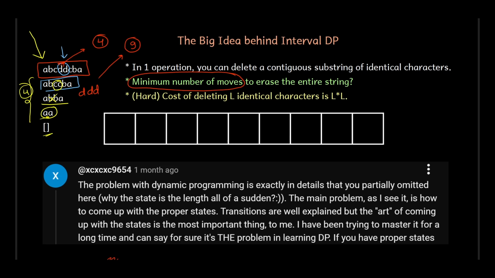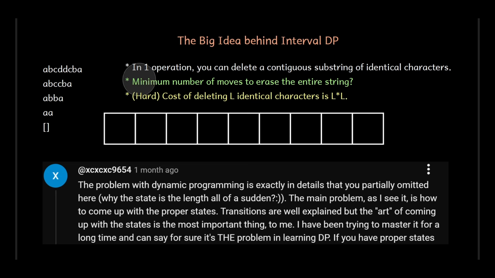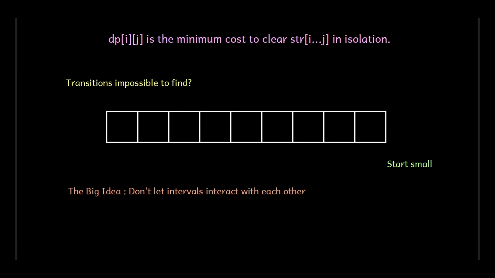Now, if I told you that this problem could be solved by dynamic programming, what is the first DP definition that you can think of? The simplest DP definition that you can think of is, consider any subarray i to j. You might wonder, what is the minimum cost to delete this entire subarray? That is the most natural DP definition, right? So you define something like this: DP of i,j is the minimum cost to clear the string i to j when it is viewed in isolation.